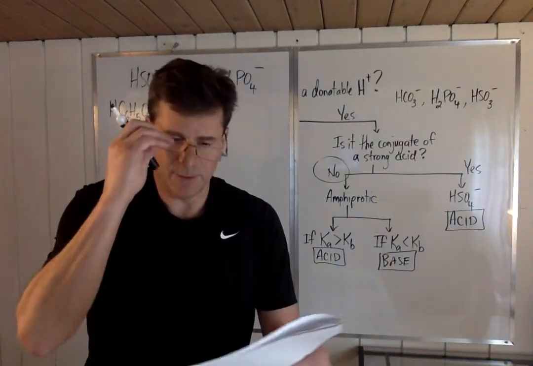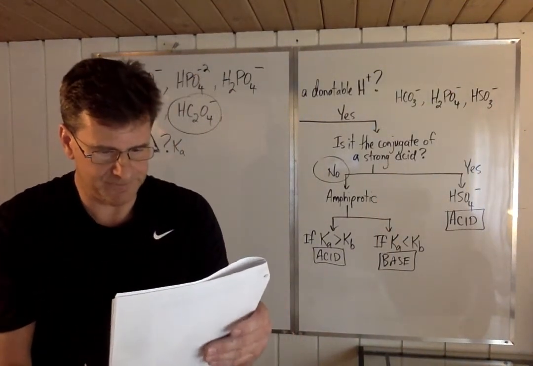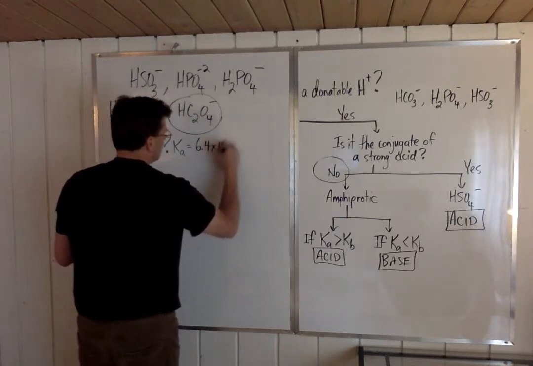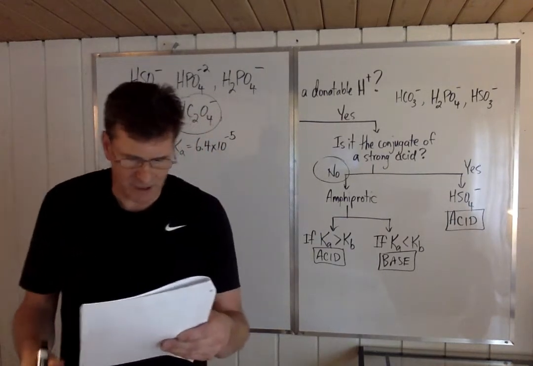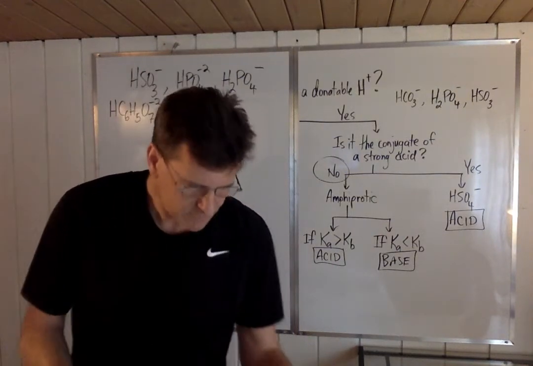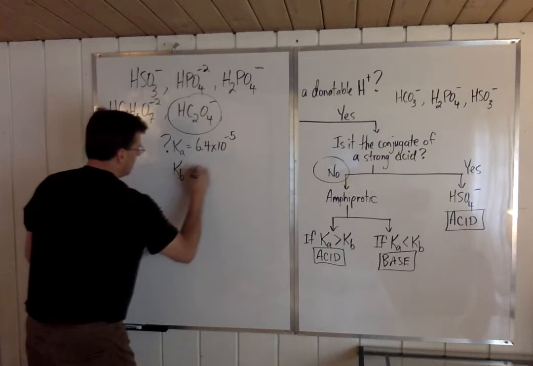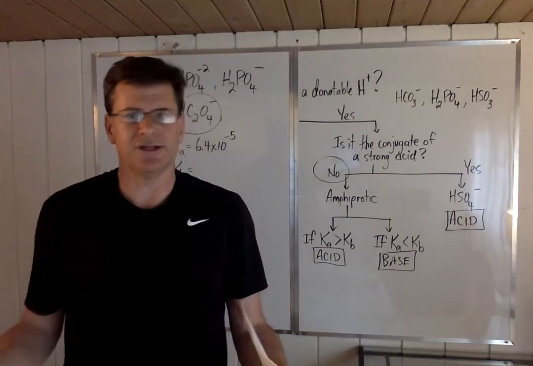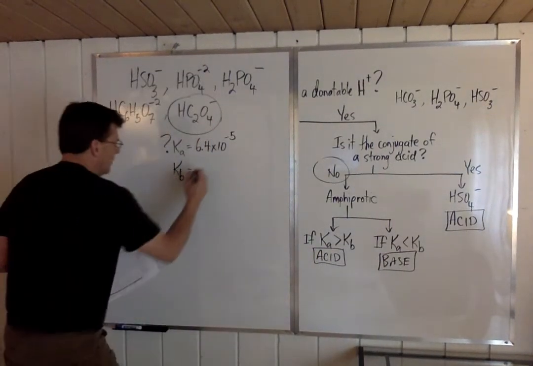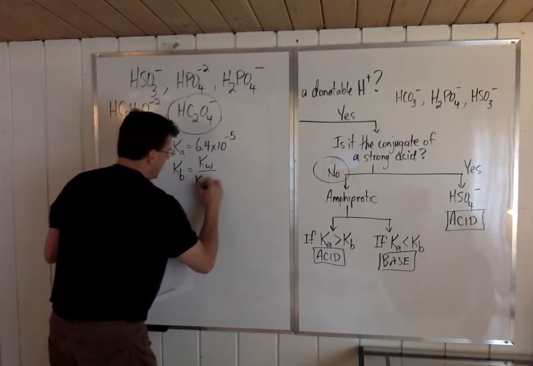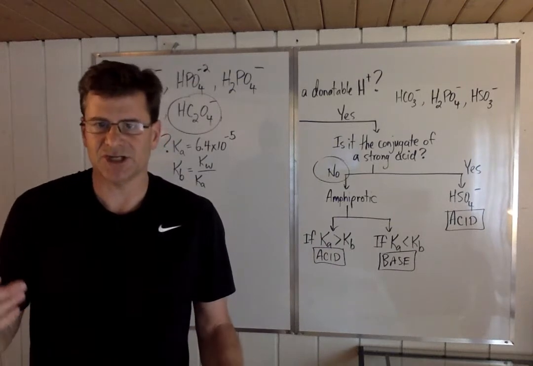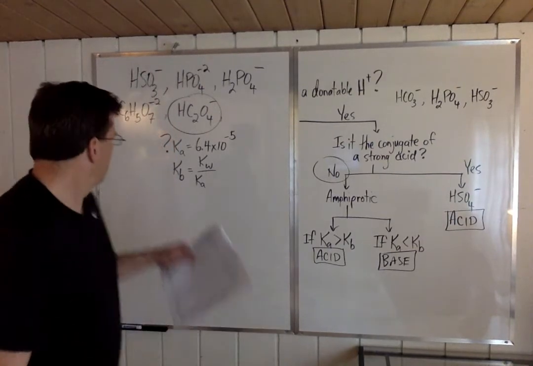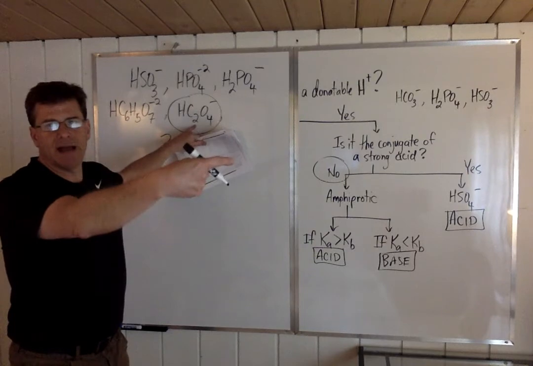I get my trusty Ka table and I find hydrogen oxalate. So hydrogen oxalate is 6.4 times 10 to the negative 5. Okay, not bad. Now I need its Kb. This is where previous knowledge from the acid-base unit really helps. How do you determine something's Kb fairly quickly? Well, it's Kw divided by the Ka of the conjugate acid of HC2O4-. The conjugate acid is always the chemical that you have when this thing has an H put back on it.